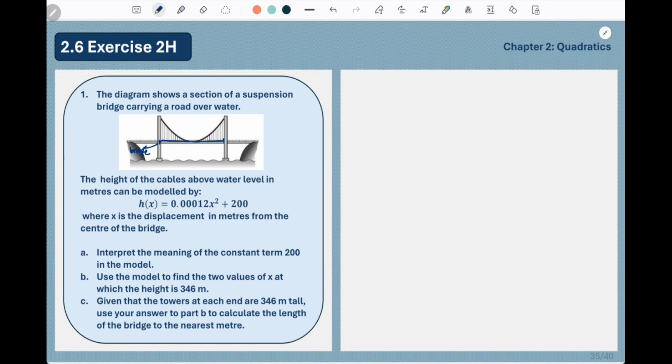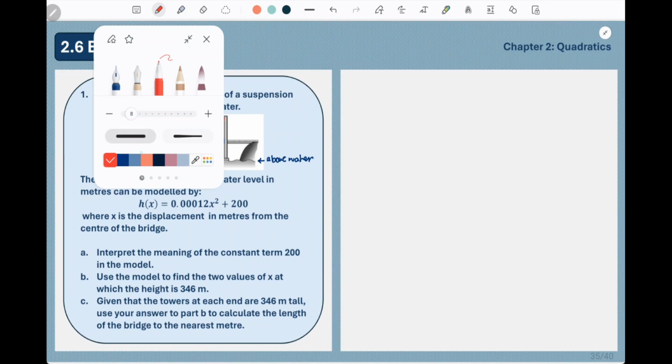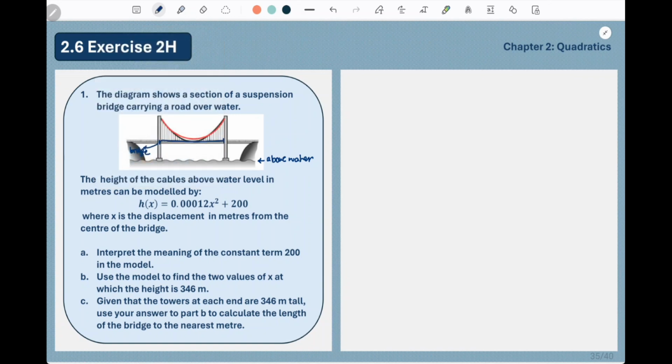The height of the cables above water level in meters can be modeled by h(x) equal to this whatever. So above water level, this is the wave, so you can see this is the above water level that they're referring to, and the cable is this one over here. Okay, so now you are able to see what we're talking about. So let's focus on the wording first, and then we can make sense of it looking at the picture, because it's essential to actually answer the question.